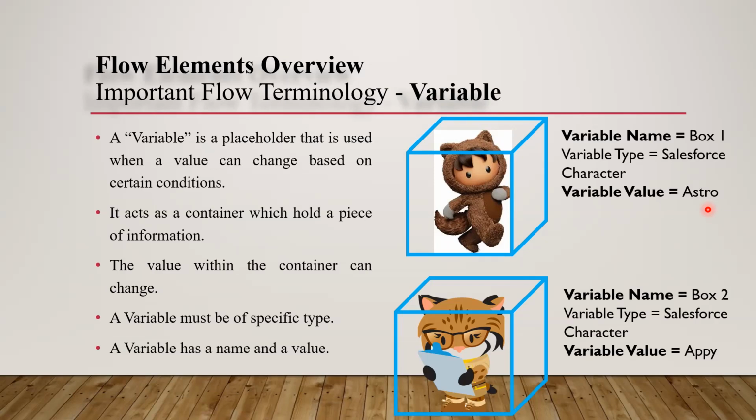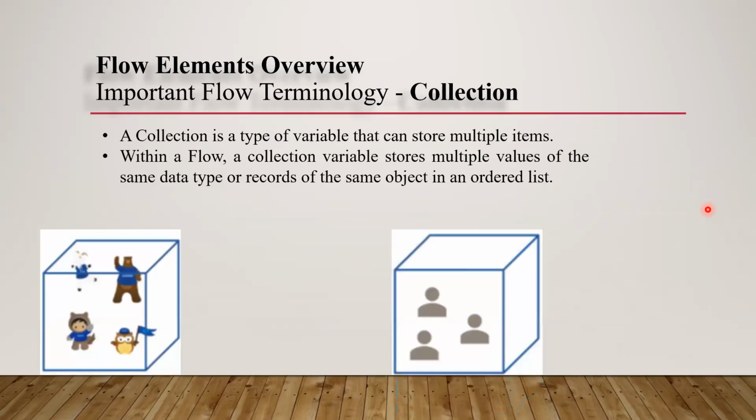Okay, fine, thanks. The next important terminology is collection. So what is collection? Collection is nothing but a type of variable that can store multiple items, but of the same variable type. If you see here, I have written a collection variable stores multiple values of the same data type or records of the same object in an ordered list.